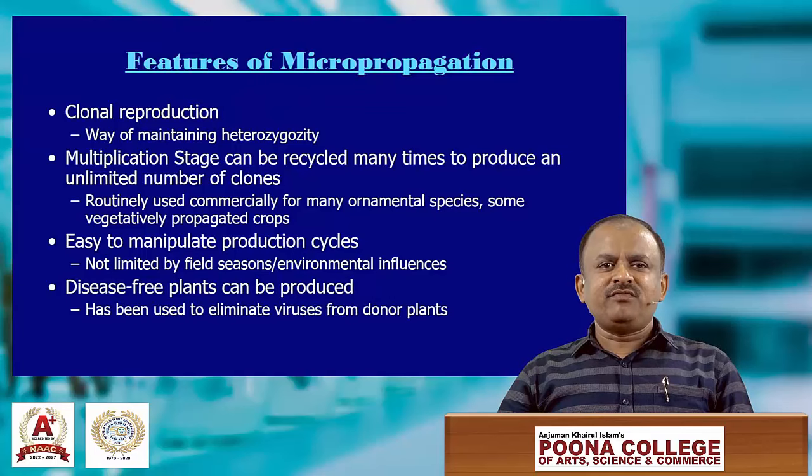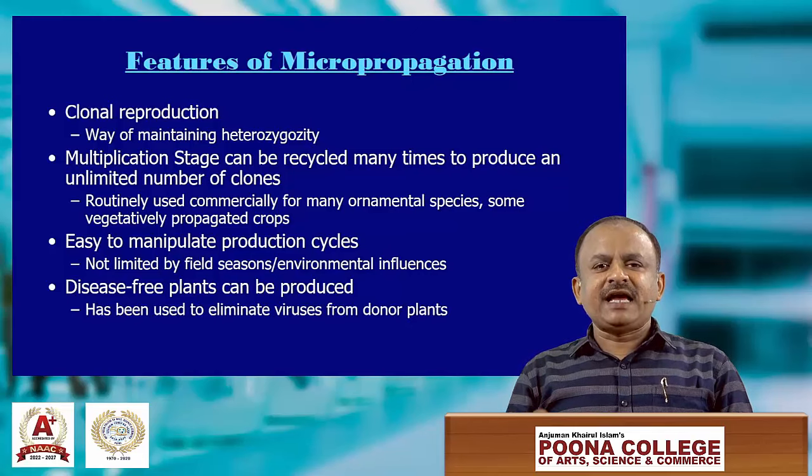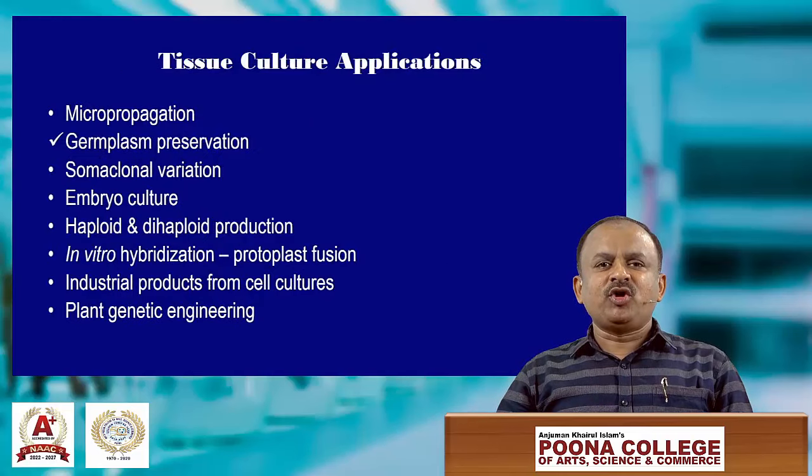So what are the different features of micropropagation? Clonal reproduction, a way of maintaining heterozygosity. The multiplication stage can be recycled many times to produce an unlimited number of clones. It is routinely used commercially for many ornamental species and some vegetatively propagated crops. Next, it is easy to manipulate the production cycle, so it is not limited by field seasons or environmental influences. And lastly, disease-free plants can be produced by using micropropagation.